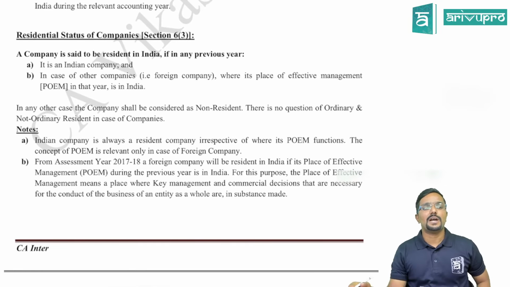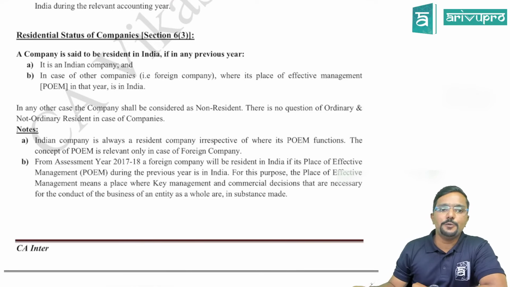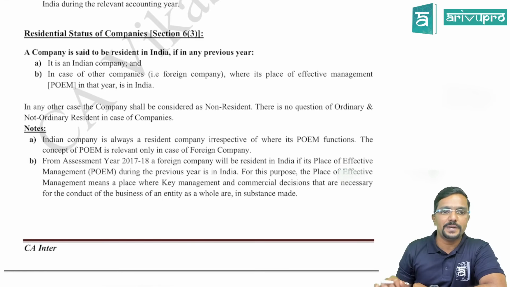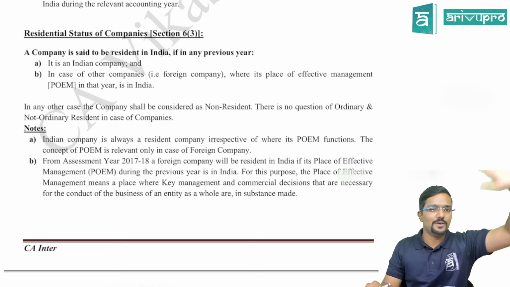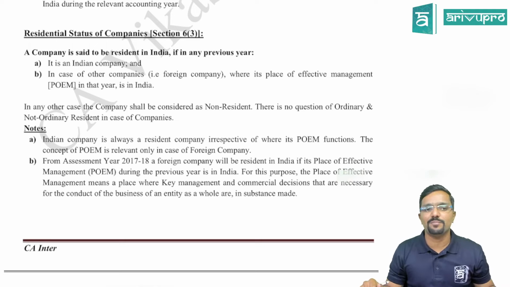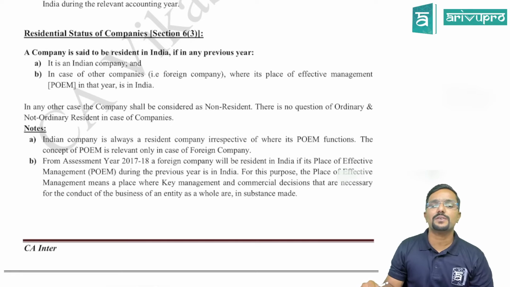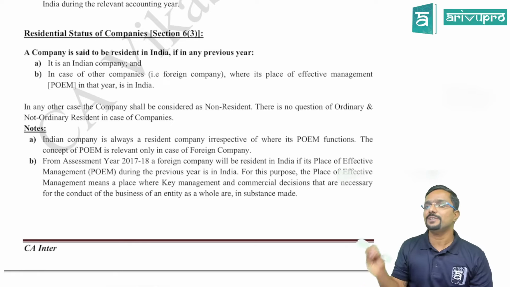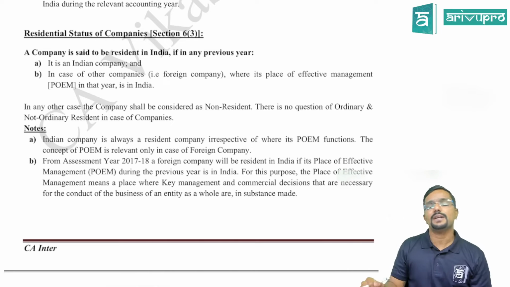Chalo guys. Residential status of companies, section 6, subsection 3. A company is said to be resident in India if in any previous year, for us previous year 22-23, it is an Indian company, it is always resident. In case of other companies, that is other than Indian company, we may call it a foreign company, where its place of effective management, in short POEM, but you guys have to use full forms only in the answers, in that year is in India.